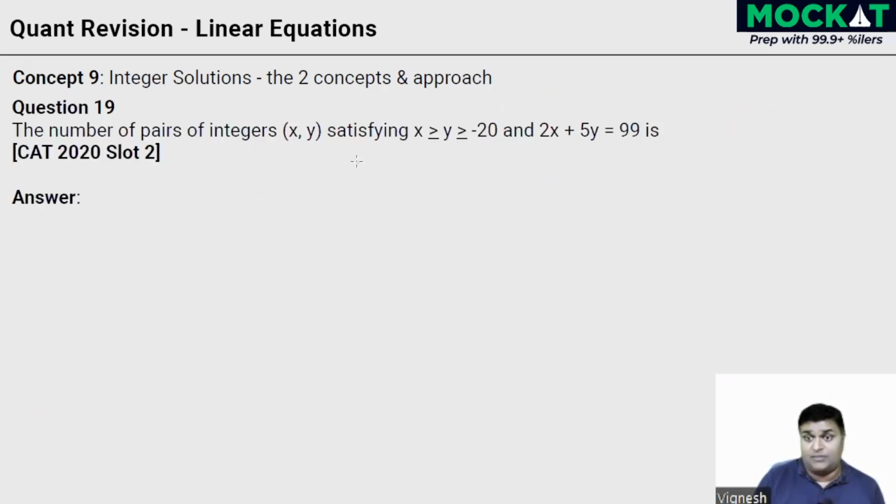Question 19 now. The number of pairs of integers x comma y satisfying x is greater than equal to y is greater than equal to minus 20. Okay, starting from minus 20 now, but x is going to be greater than equal to y. 2x plus 5y is 99. So fine. So how do we do this, right? 2x plus 5y is 99.